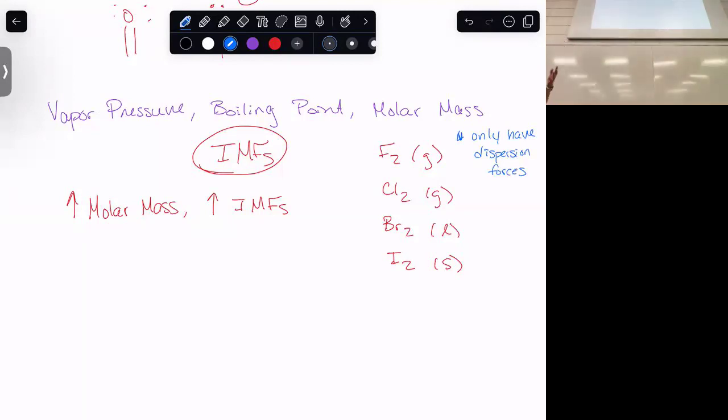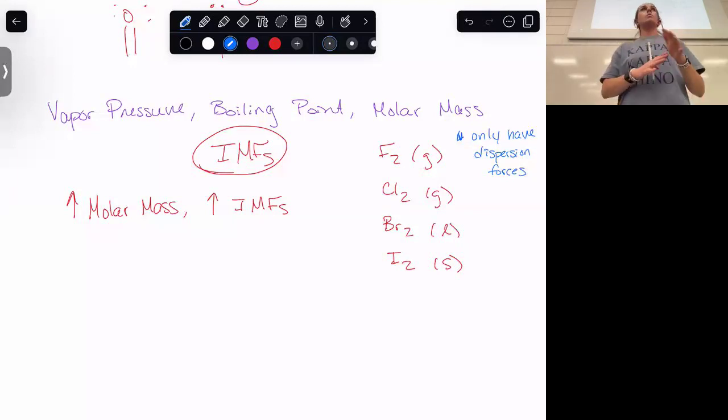Okay, so the only thing that's changing as we go down the periodic table here is how big our elements are. So iodine is much, much bigger than fluorine. And because we have so many more electrons within our system, we create so much IMF that it causes it to be solid, right? Our IMFs become so strong, they tighten our two elements together and they form a solid. So in this case, as molar mass increases, your IMFs increase, which therefore makes your compound less gas-like. It makes it more liquid or even more solid.